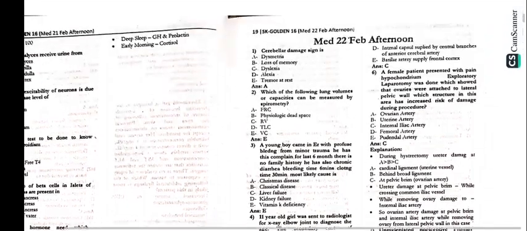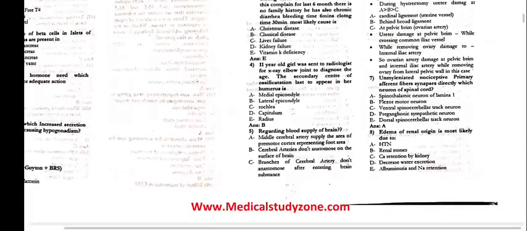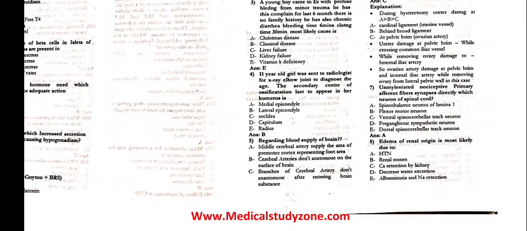Question number 4, an 11-year-old girl was sent to the radiologist for an X-ray of the elbow joint to diagnose age. The secondary center of ossification last to appear in her humerus is beta, that is the lateral epicondyle. Regarding blood supply of the brain, which of the branches of the cerebral artery does not anastomose after entering the brain substance?